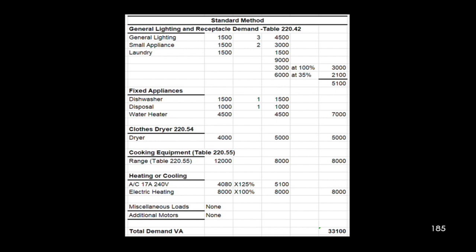All right? And so our clothes dryer was at 5,000. We did 8,800 for our range. Our air conditioning was 17 amps, 240 volts. That is going to be 5,100 times 125% because it's the largest motor, right? And then our electric heating we're going to do at 100%. And so that's 8,000. So our 8,000 is bigger than our 5,100, so we move over our 8,000. Then we add all those things together and we'll end up with 33,900.